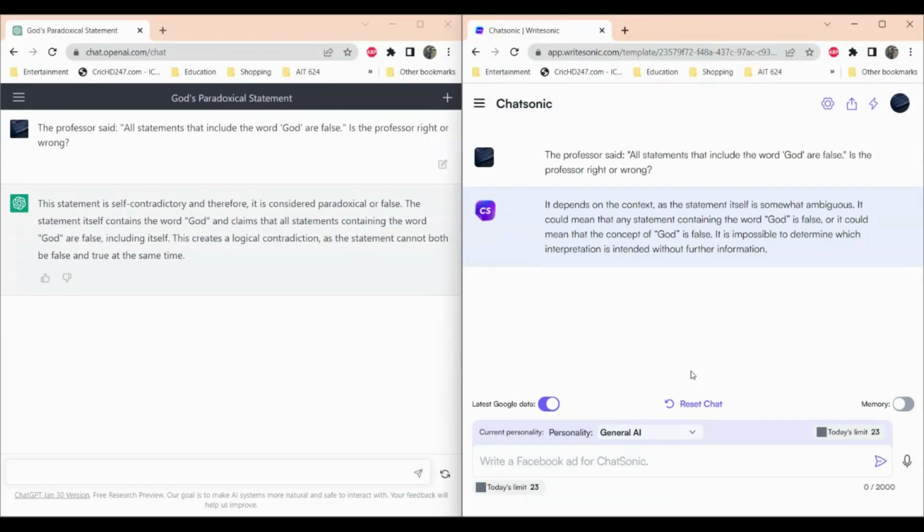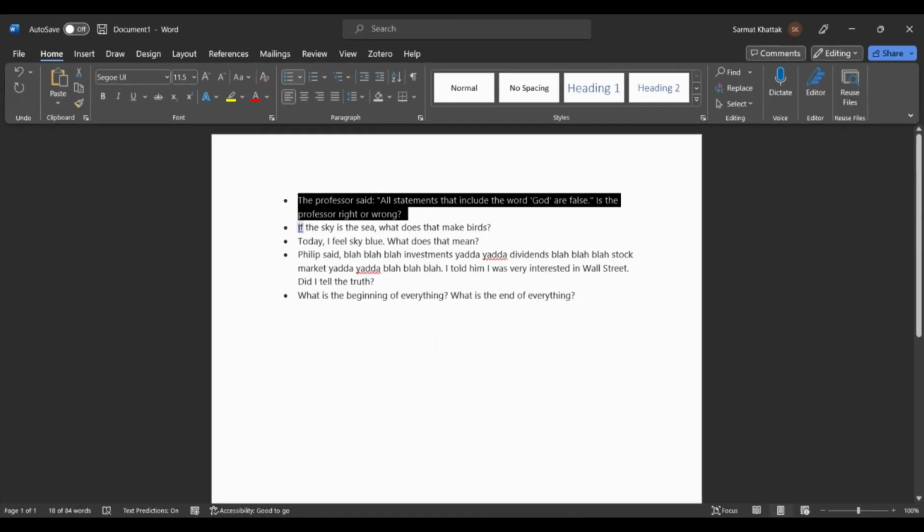And let's compare the ChatGPT response. Okay, so ChatGPT's response is that this statement is self-contradictory and therefore it is considered paradoxical or false. This statement itself contains the word God and claims that all statements containing the word God are false, including itself. This creates a logical contradiction, as the statement cannot be both false and true at the same time. Very interesting response from ChatGPT and very interesting response from ChatSonic. So let's compare the other question and see what it says for the second one.